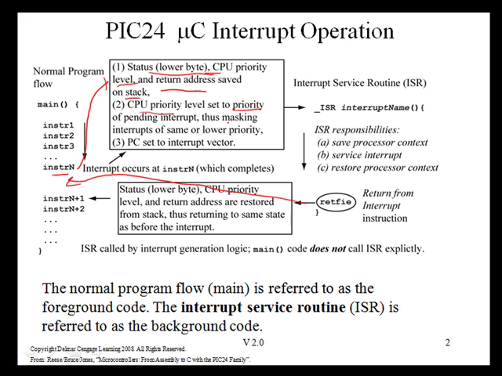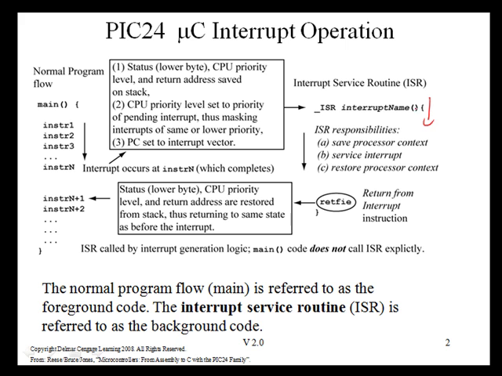Then the CPU priority level is set to the level of the current interrupt. This means that any other interrupts at the same priority level will not be able to interrupt this interrupt, because we need to execute this code and we don't want to be interrupted while doing so. Then the program counter is set to what's called the interrupt vector, which simply means we jump to this interrupt service routine.